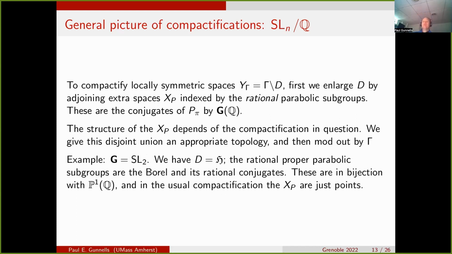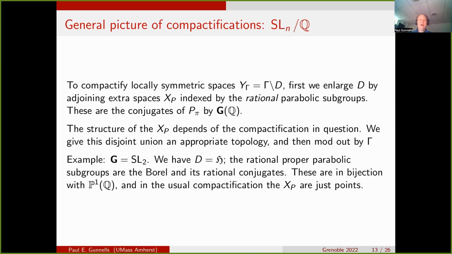And first, what we do, so I said the strategy for constructing compactifications was not to treat the locally symmetric spaces one at a time, but instead you start with the global thing, and then you partially compactify that. So first we're going to enlarge the global symmetric space by putting some extra spaces at infinity, okay? And they're going to correspond to these parabolic subgroups, but we only want the rational parabolic subgroups. So these are, if we take the standard block upper triangular subgroup, we conjugate it by a rational point, so that means SLNQ, okay? And this already is familiar from the case of SL2.